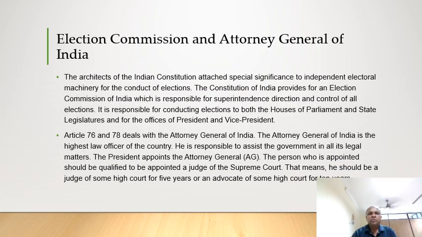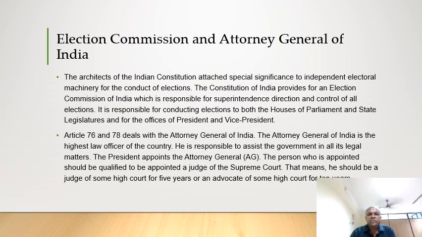We come to discuss the Election Commission and the Attorney General of India. The Indian Constitution attaches special significance to an independent electoral machinery for the conduct of elections. The Constitution of India provides for an Election Commission of India, which is responsible for the supervision, direction and control of all elections. It is responsible for conducting elections to both Houses of Parliament, the state legislatures, and the offices of the President and Vice President.